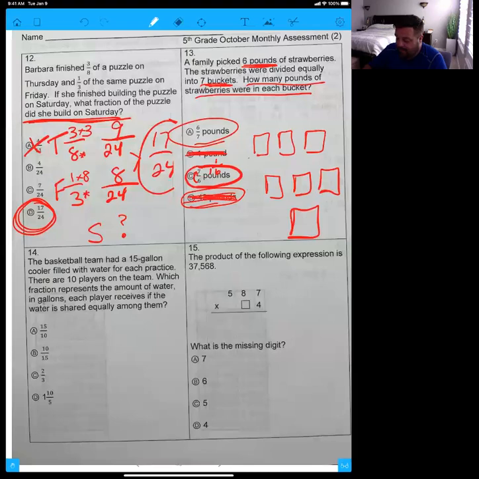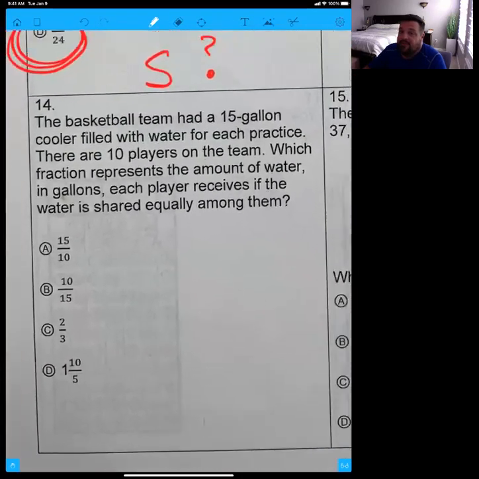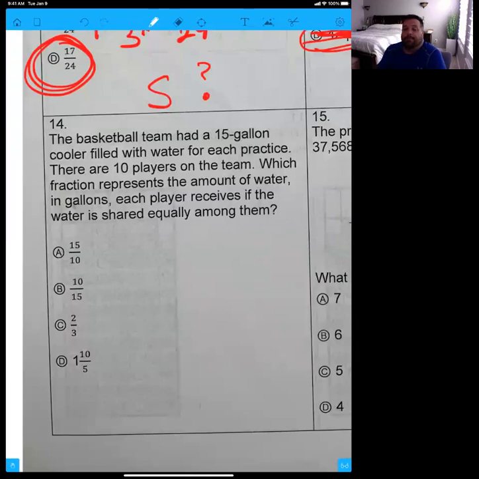So if you got that one or didn't get that one, pause and do number 14. It's the same thing. So this problem is the same thing, except it's backwards, right? Now we have 15 gallons of water in the cooler, and there's only 10 players. Is each player going to get 1 whole gallon of water at least? You should be saying yes. Every player will get at least 1 gallon of water, right?